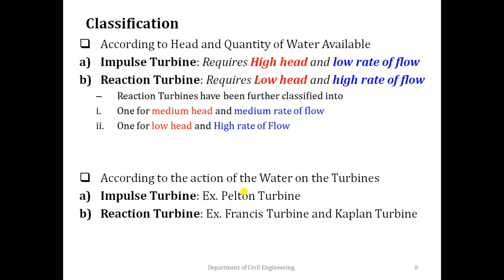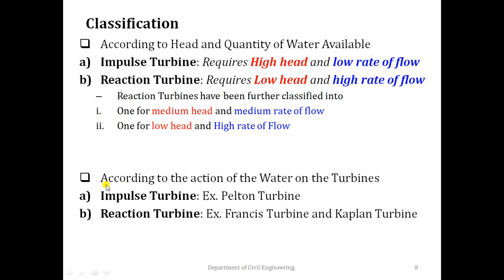Coming to the classification of hydraulic turbines, there are 6 classifications. First, according to head and quantity of water available, turbines have been classified into impulse turbine and reaction turbine. Impulse turbine requires high head and low rate of flow. Reaction turbine requires low head and high rate of flow. Reaction turbines have been further classified into one for medium head and medium rate of flow, and one for low head and high rate of flow.